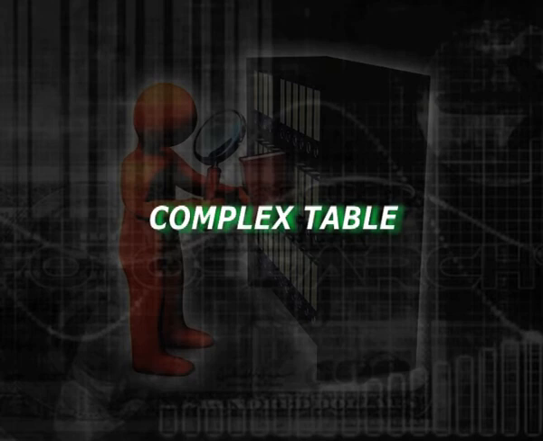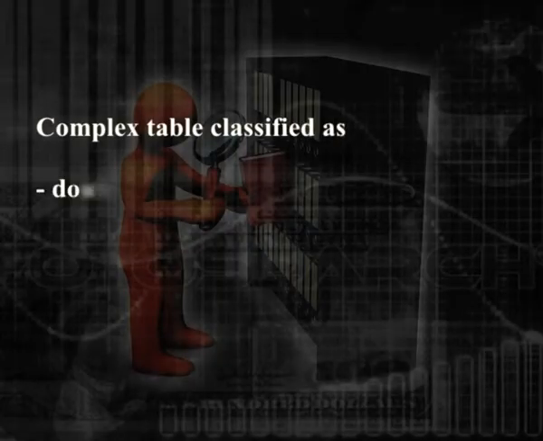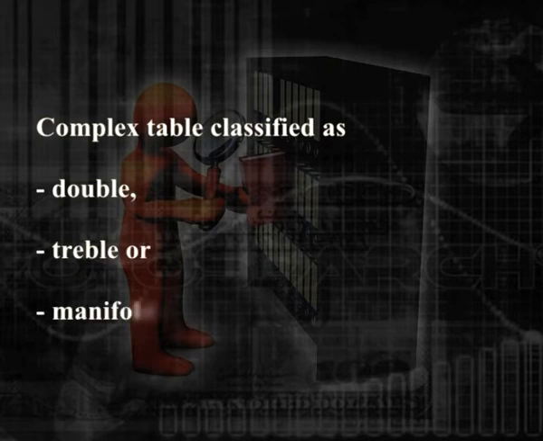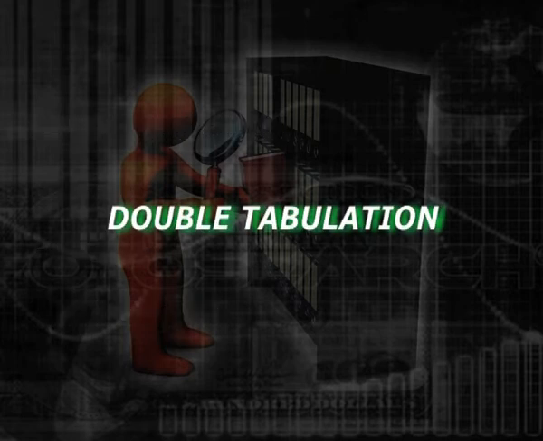Next one, complex table. A complex table may contain figures relating to several characteristics. It may also be classified as double, triple or manifold table. Double tabulation. Double tabulation shows the subdivision of data according to two categories and is capable of answering two mutually dependent questions.